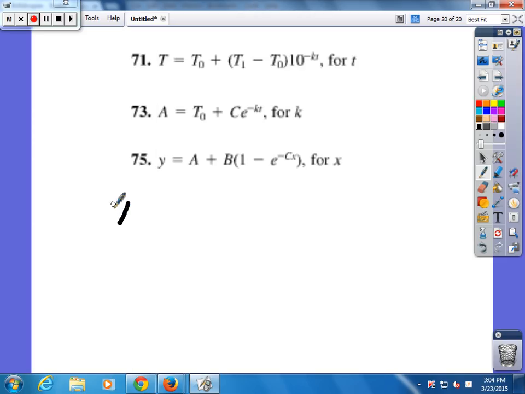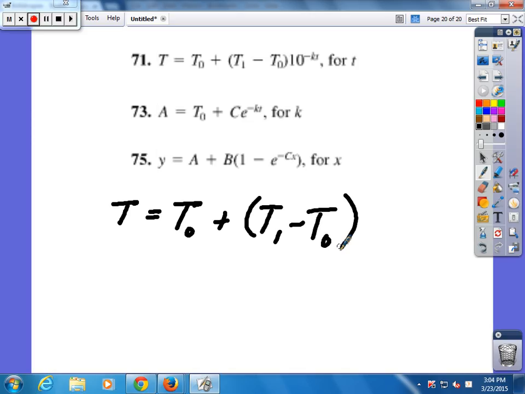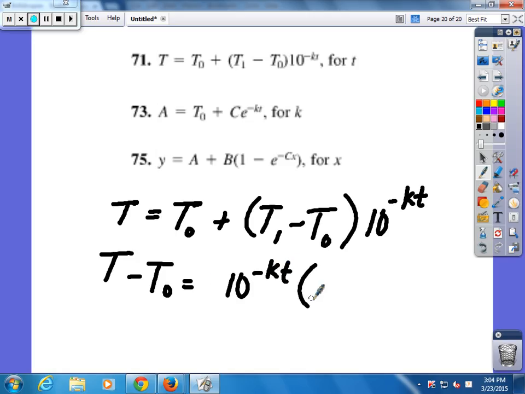Alright, T is equal to T sub 0 plus parentheses T sub 1 minus T sub 0 times 10 to the negative kt power. Now the first thing I'm going to do is get this T sub 0 over here, get it out of the way. So that's T minus T sub 0 is equal to 10 to the negative kt times T sub 1 minus T sub 0.